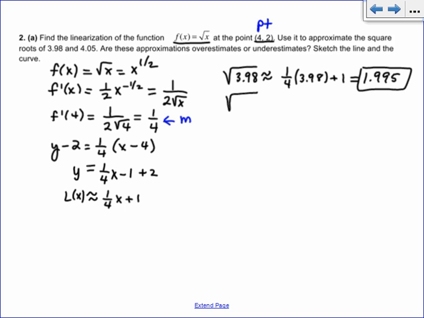All right, so if I have the square root of 4.05, I get 1/4 of 4.05 plus 1. So again, 4.05 divided by 4 plus 1. So I get 2.0125. Okay, do those seem reasonable for the square root of 3.98 and 4.05? Yeah. And if you actually find them, they are super, super close to that. I think they're up to 3 decimal places, or almost 3 decimal places.